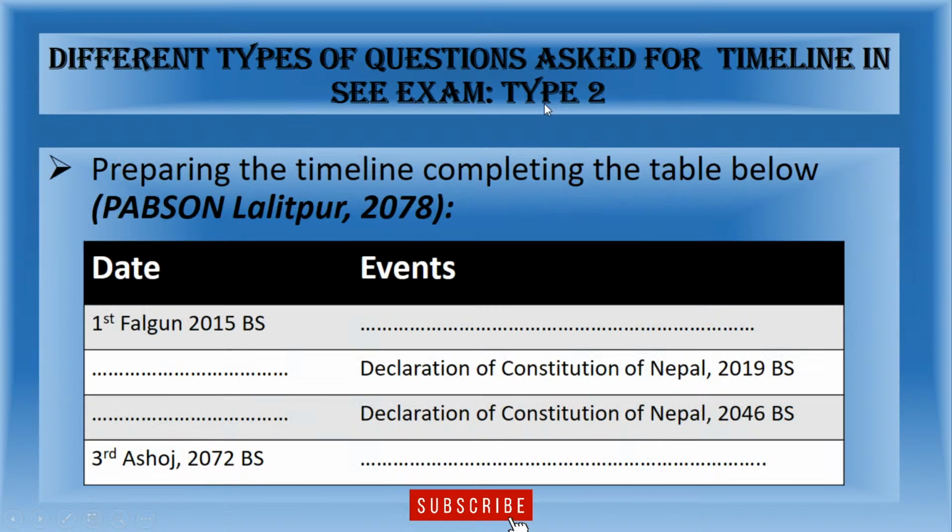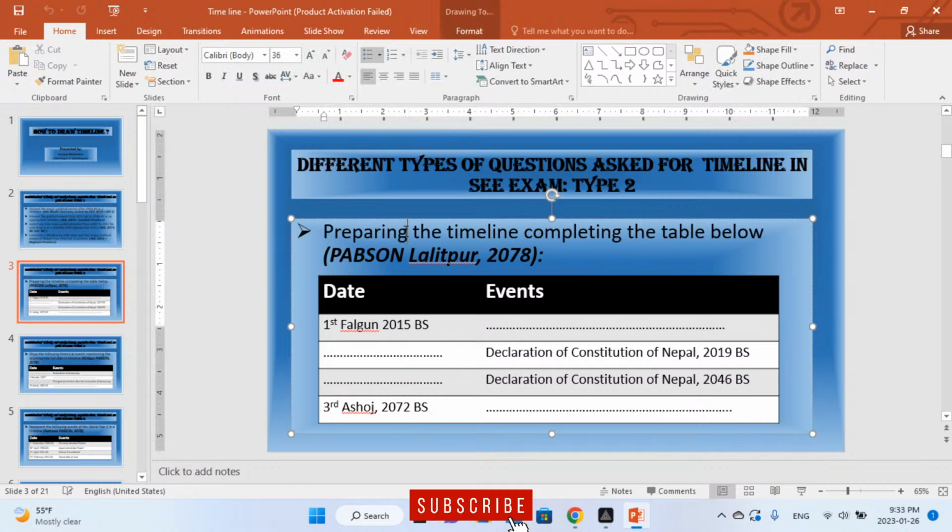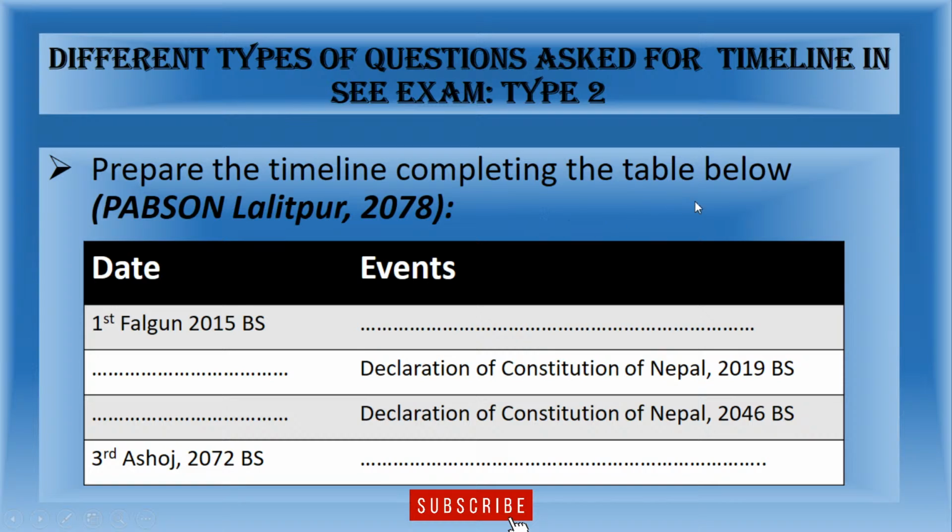Let's go to the second type of question. Look here. Prepare the timeline completing the table below. It was asked in Papson Lalitpur 2017. So you will be given the date and the event will be blank, or the date will be blank and you are given the events. Similarly, you have to fill in the events or the full date. After that only can you draw the timeline. So this is the second type of timeline.